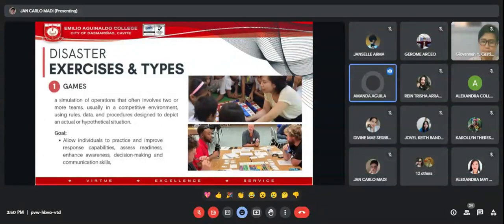So the goal of this is it will allow individuals or the participants to practice and improve response capabilities, assess readiness, and enhance their awareness and decision-making skills.